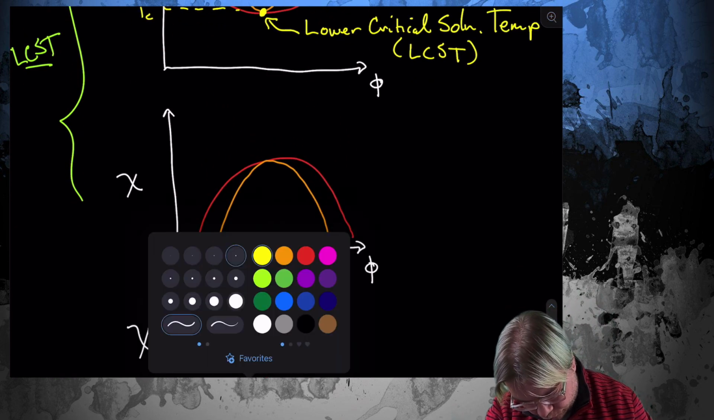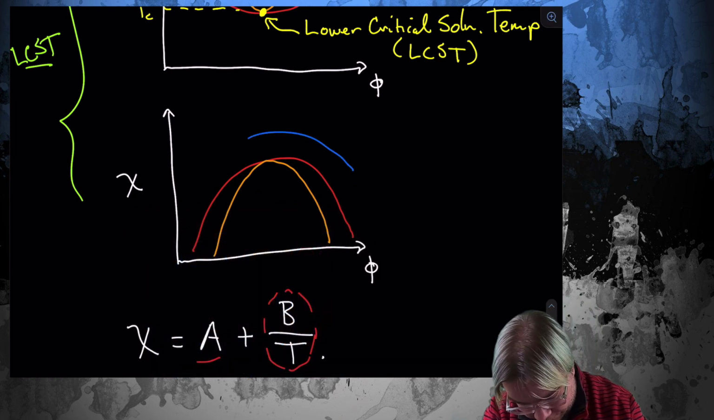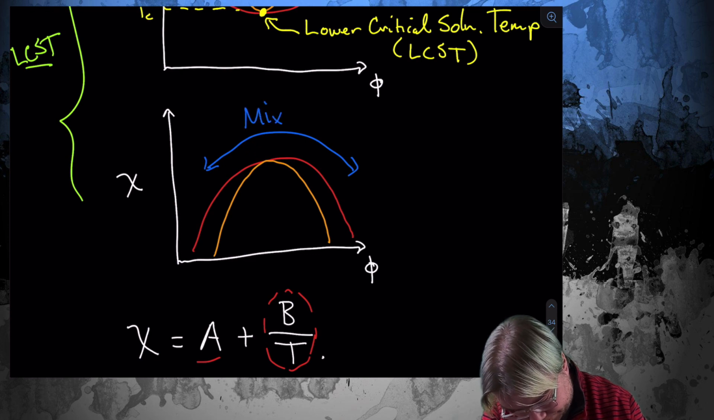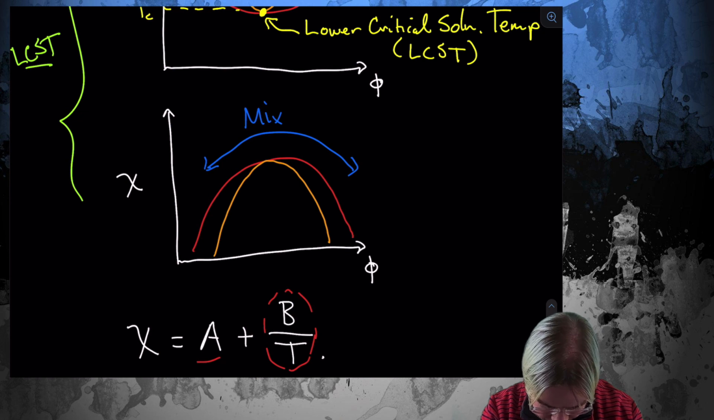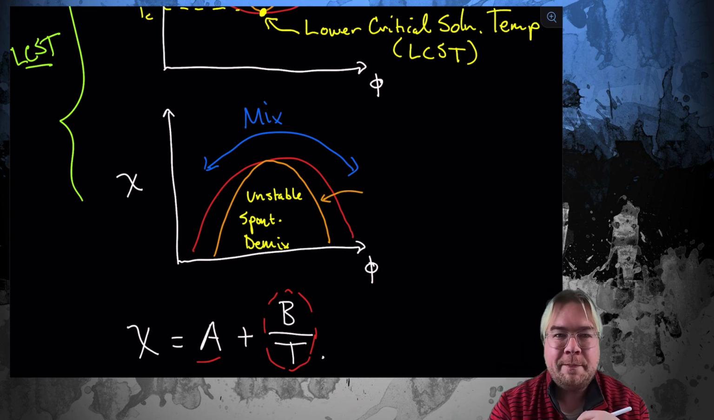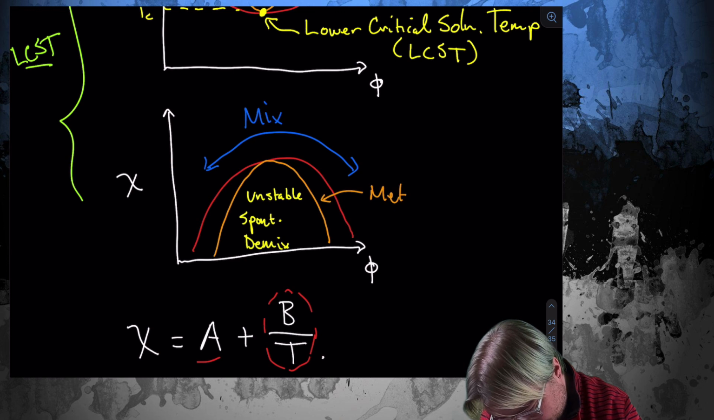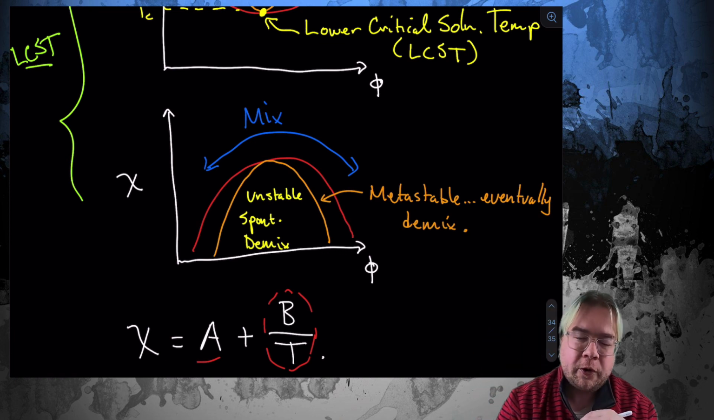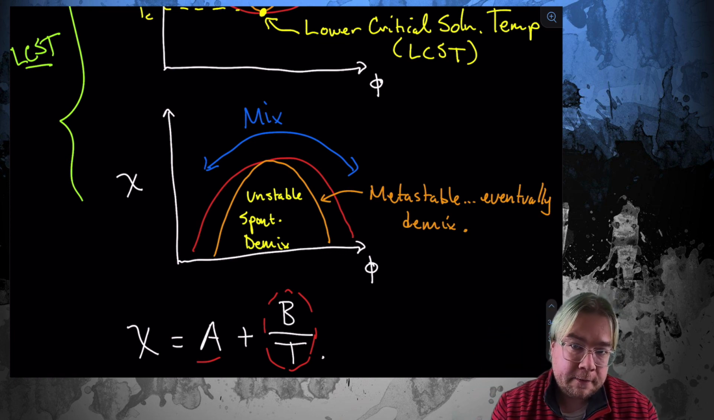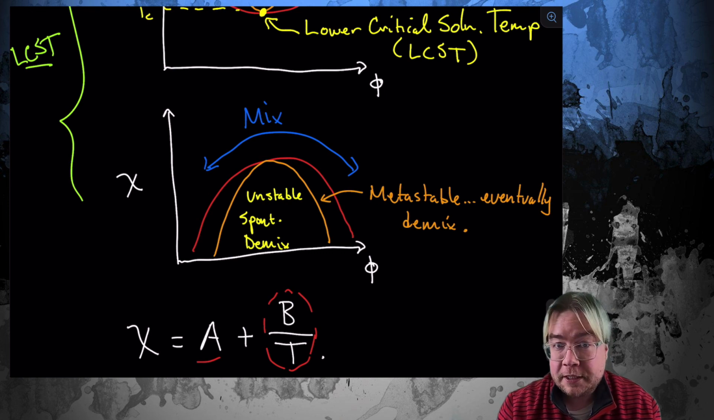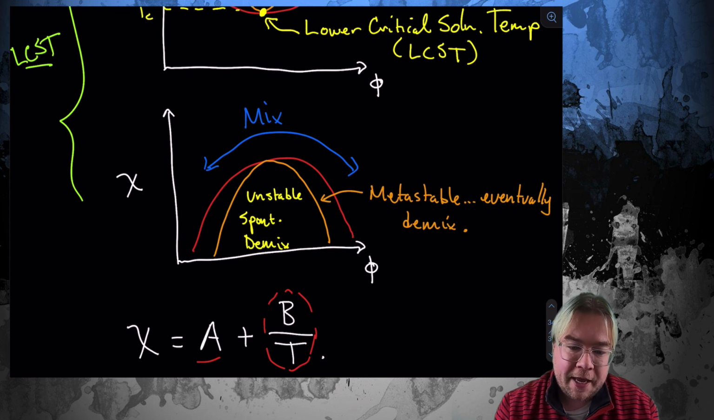Because remember, we have three real regions here. Everything out here, outside of these lines, things mix. Anything within the spinodal is unstable and will spontaneously demix. And anything between the spinodal and the binodal curve is metastable, and will eventually demix. So we're going to talk about two different mechanisms by which the system can demix. That's next time: critical points, and then spinodal decomposition is how unstable regions will decompose, and nucleation and growth is how the system will demix when it's between the spinodal and the binodal curves.